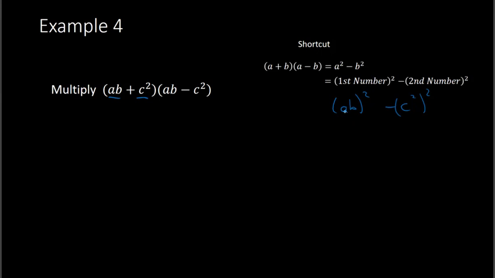So here, don't forget with the first term that I square everything in the parentheses. So I square the a to get a squared. I square the b to get b squared. And then over here with the c, I have c squared squared. So power to a power, which means I multiply the exponents. 2 times 2 is 4. So my answer is a squared b squared minus c to the 4th power.